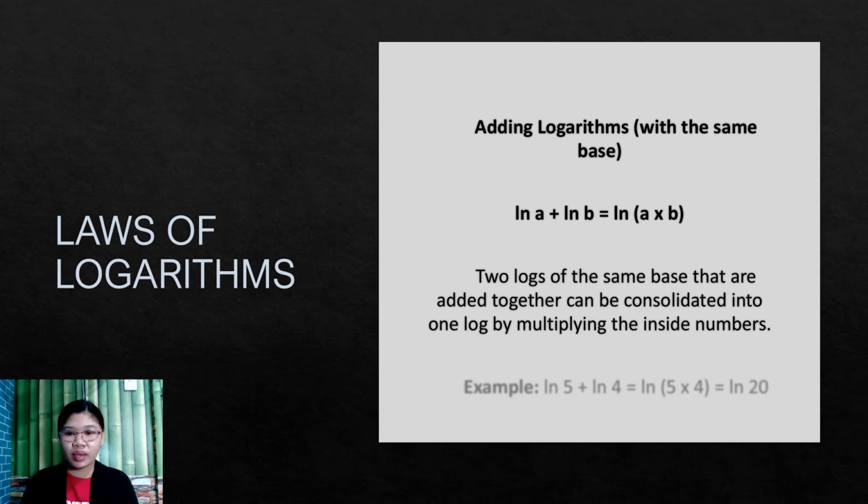So, we have here a specific example. ln 5 plus ln 4 is equal to ln of the quantity 5 times 4, or simply, that is equal to ln 20. You can use your calculator to verify this rule.